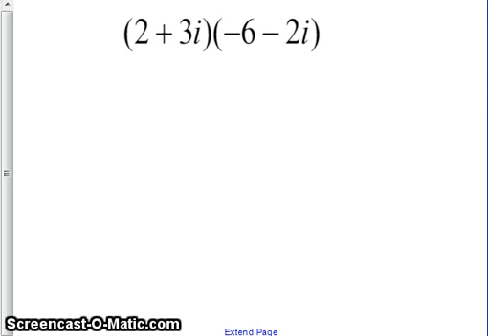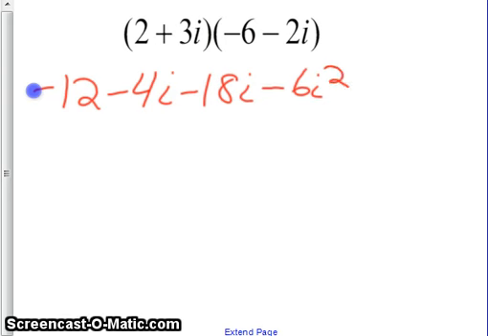All right. So this is a FOIL problem. So first times first, negative 12. Outer times outer is negative 4i. Inner times inner is negative 18i. Last times last is negative 6i squared.